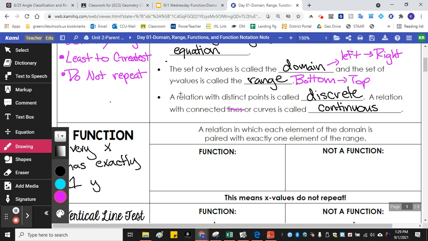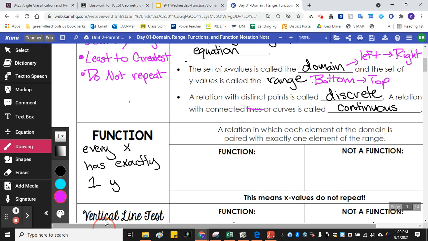To tell if something is a function, every element in the domain is paired with exactly one element in the range. In simple terms, every x has only one y. Every x has exactly one y. If there's an x that is mapped to two different y's, then it's not a function. So every x has exactly one y.